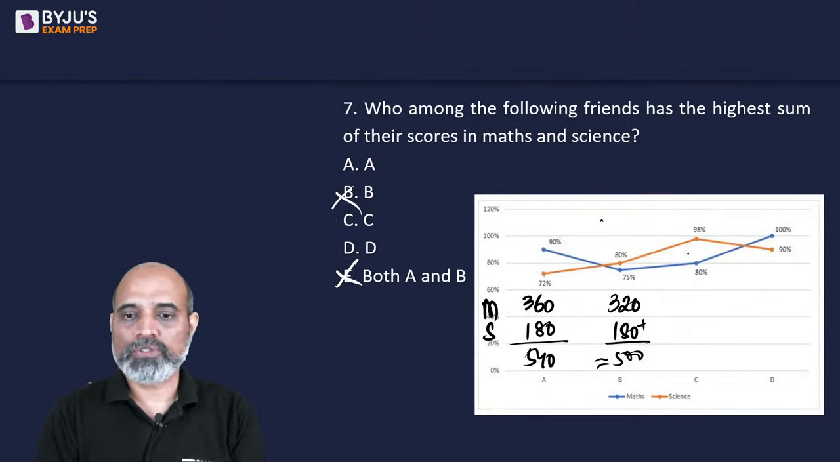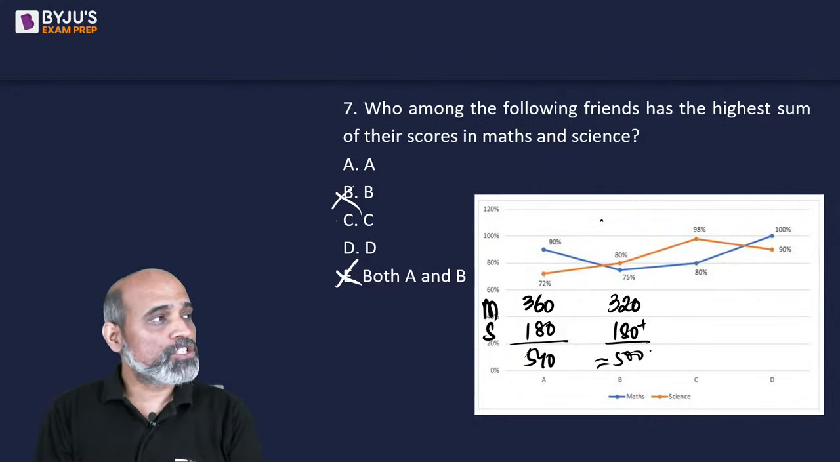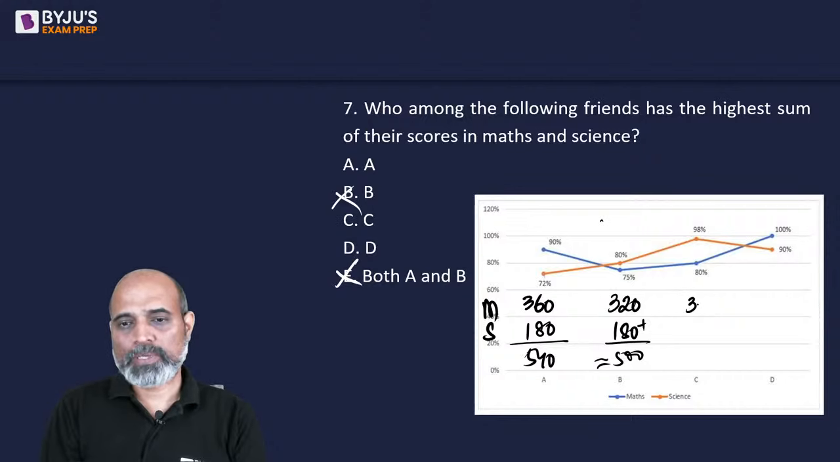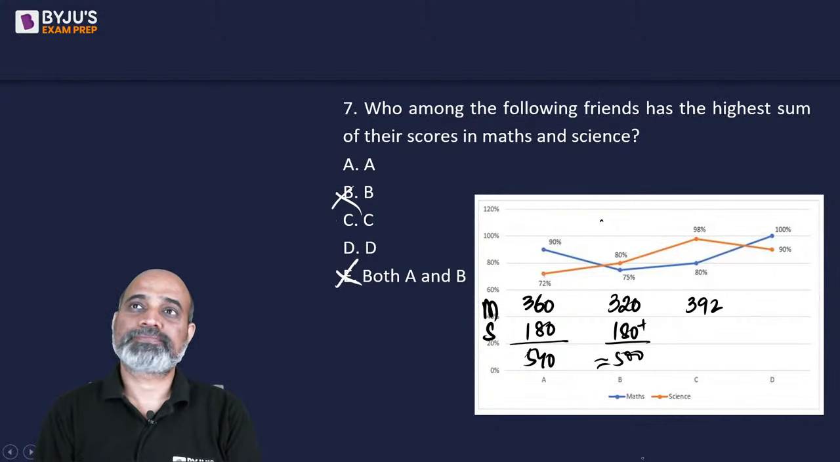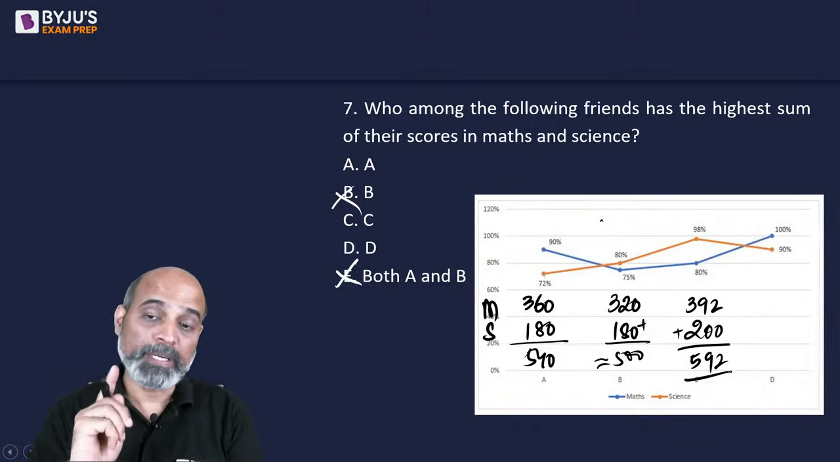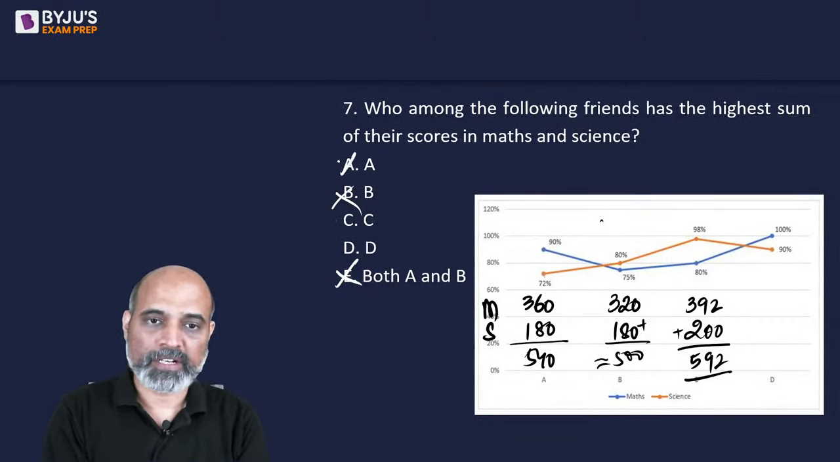Let's go to C. This is 98% of 400, which is going to be 98 ka double, 196, and another 196 ka double. So this is going to be 392. And then 80% of 250. Now 80% is 4/5, so this is going to be another 200. So if we add this, this is 592. So abhi tak to highest apna C chal raha hai. So A also can't be our answer.